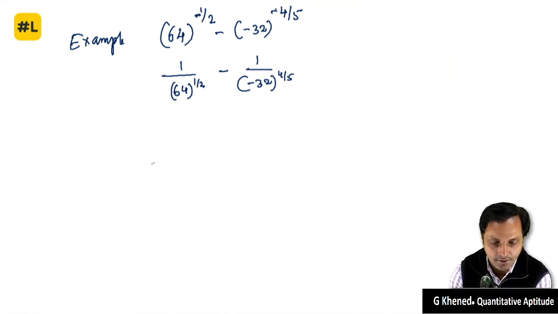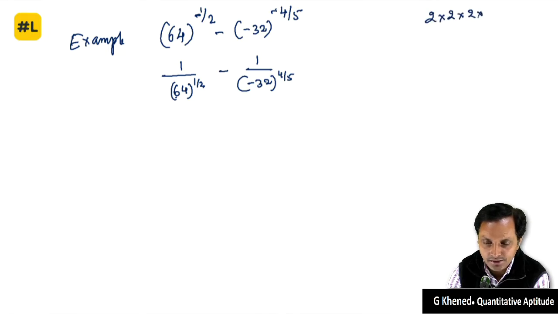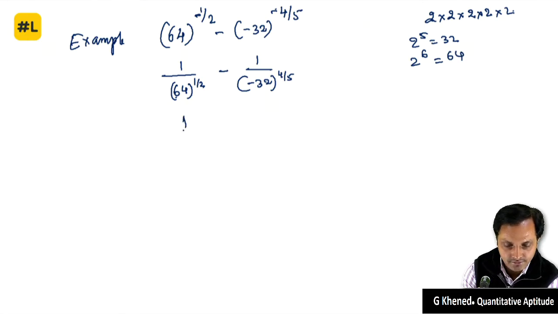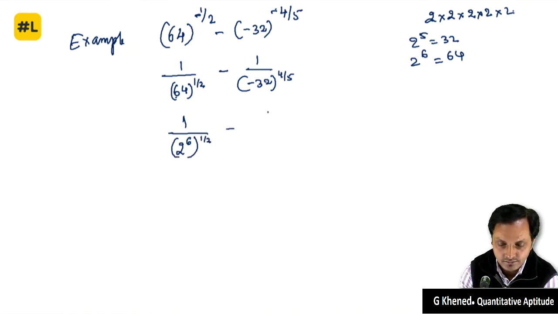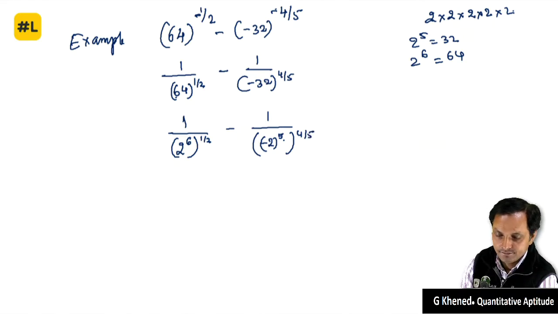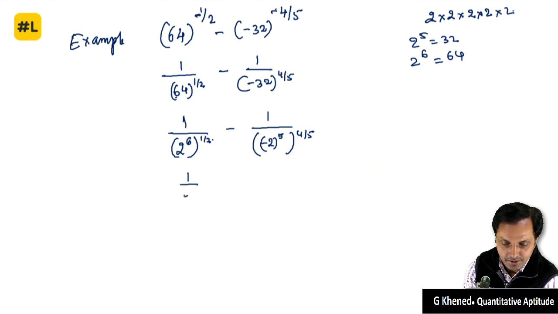What is 64? You know that 64 you can write as 2 into 2 into 2 into 2 into 2, 1, 2, 3, 4, 5. 2 to the power 5 is 32. 2 to the power 6 is 64. You can write this as 2 to the power 6 minus 2 to the power 5 power 4 by 5. So that should give you 1 by, what is 6 by 2?